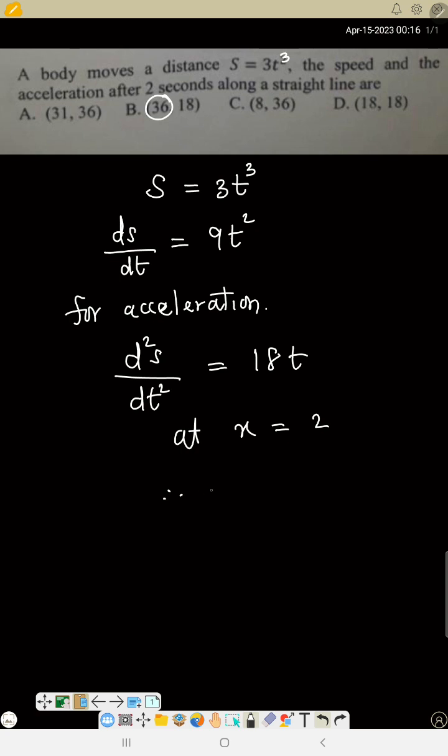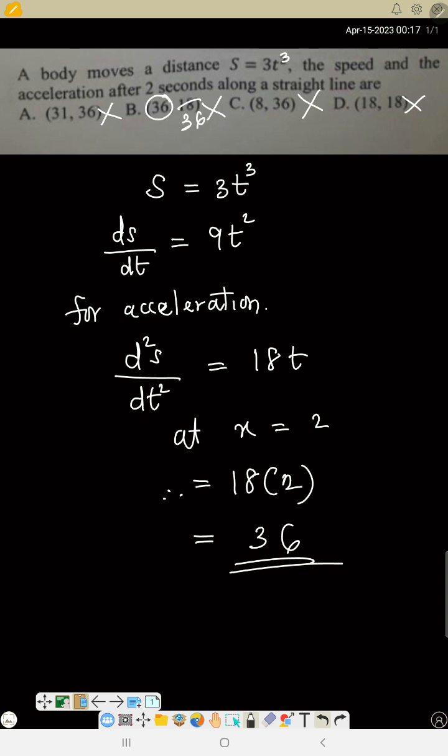So at t equals 2, this will become 18(2). So that means d²s over dt², which is acceleration, is 36 also. So this should also be 36. So that means none of the above in that case, since I'm the one changing everything. And if I go with the first question, that is, if I represent everything as what it is, I still don't have an answer there. So none of the above.